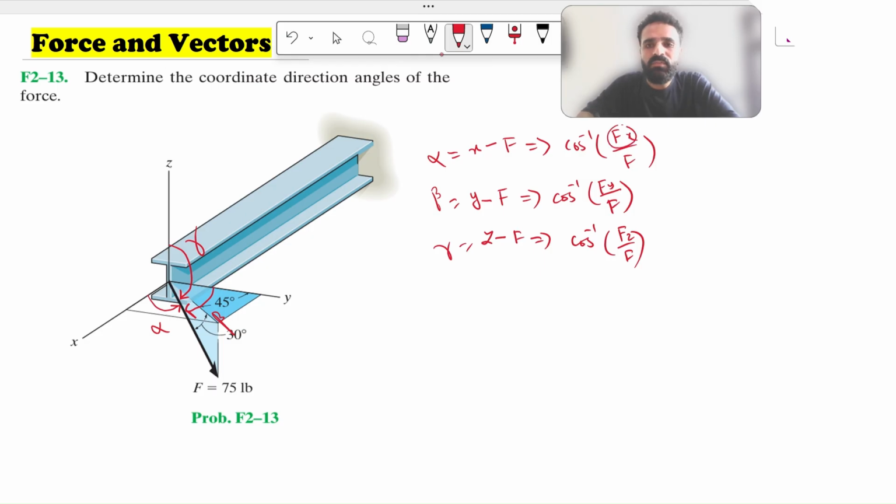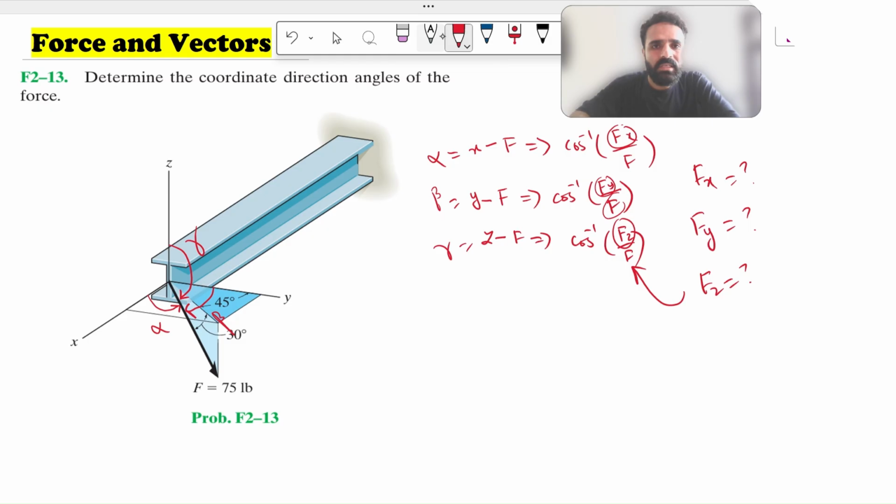What is the value of Fx, Fy, and Fz? We don't know them for this question. We need to find the values of Fx, Fy, and Fz. These are the perpendicular coordinates, the components of this force in 3D, and its magnitude is 75 pound. We need to find Fx, Fy, and Fz. Then after that, we will be able to solve for alpha, beta, and gamma. We already know the value of F, and we only need to find the components.